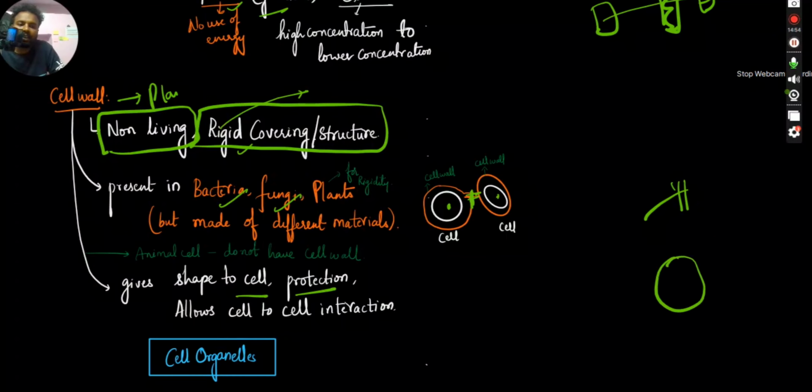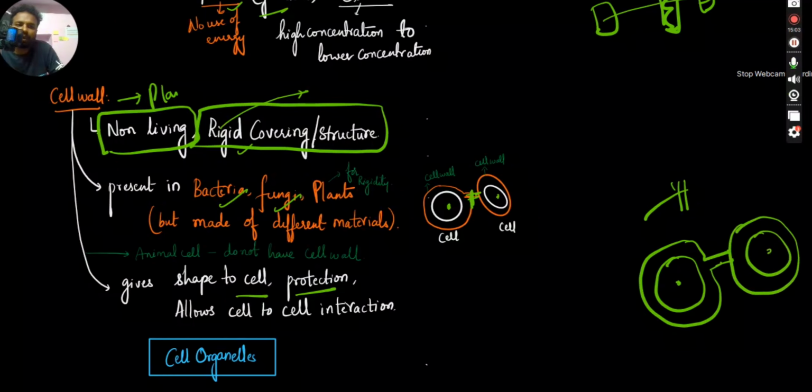If it is one cell and another cell, it will allow for interaction, right? So this is the cell membrane and this is the cell wall. It will allow for the interaction between 2 cells, right?